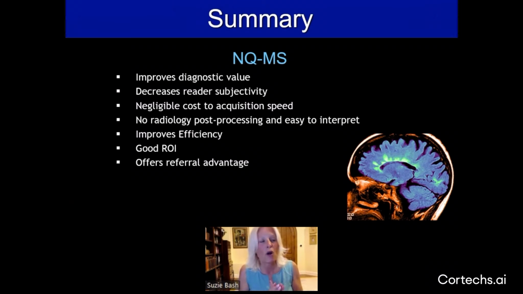And so overall for NeuroQuant MS, we see that it really does improve diagnostic value. It significantly decreases reader subjectivity, with negligible cost to the acquisition speed. Again, the inputs that you would use are your FLAIR input and your 3D T1. There's no radiology post-processing. It's very easy to interpret. It improves efficiency, and it's also a good return on investment now that we are getting reimbursement for these. And it offers an excellent referral advantage.